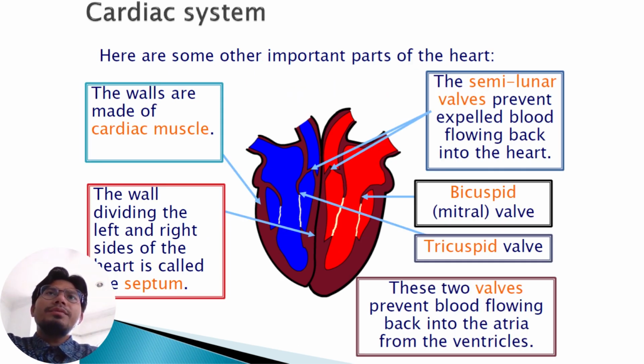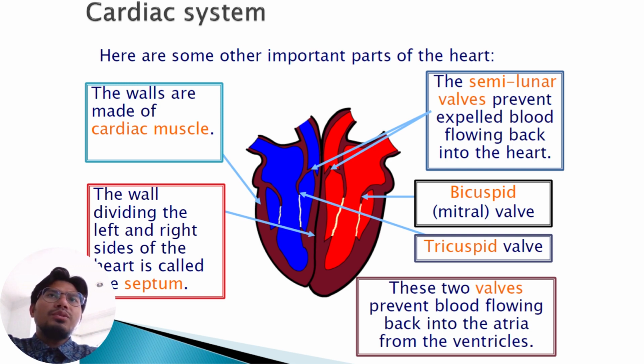Here are some important features of the human heart. The wall of the cardiac muscle is thick, especially at the ventricle chambers. This is important to contain the high pressure of the beating heart. And we have a separator at the middle part of the heart. We call it the septum. So the septum will divide the left and right side of the human heart.